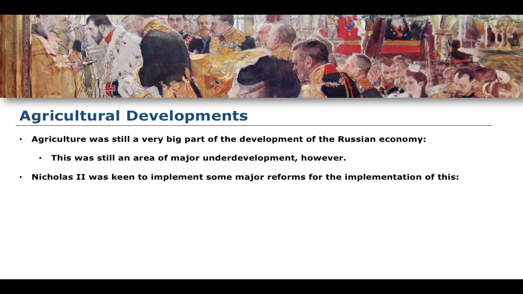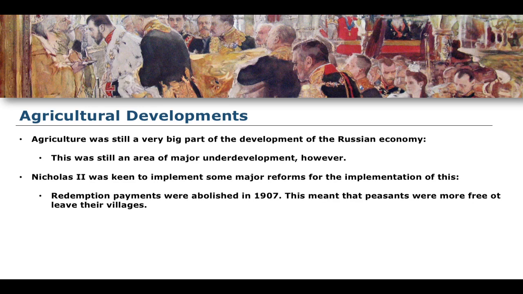Nicholas was actually keen to implement some major reforms for the changes to the agriculture. So, for example, redemption payments were abolished in 1907. Essentially, what this meant was that peasants were more free to leave their villages. For those of you who don't know, under a previous Tsar, there was the emancipation of the serfs. There was the abolition of something known as serfdom, which was a sort of type of slavery whereby peasants were forced to stay in a particular part of a country or under the ownership of a particular individual. And so as a result of which there was no movement of a peasantry. The edict in the late 1800s led to the abolition of serfdom. Which was, of course, a very, very huge and quite major significant development in Russian history. But it was still something that had some long-lasting implications. Not necessarily negative implications, but some long-lasting implications.